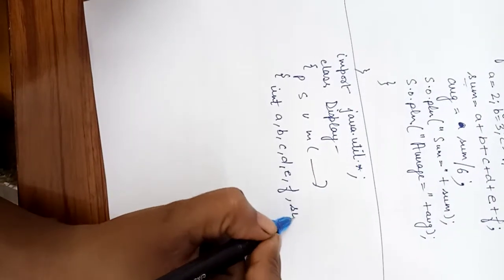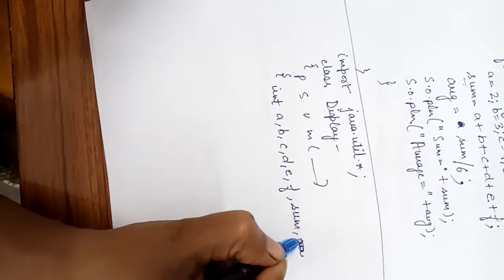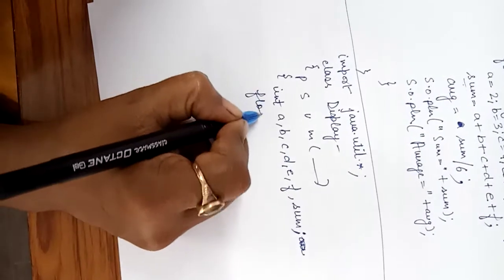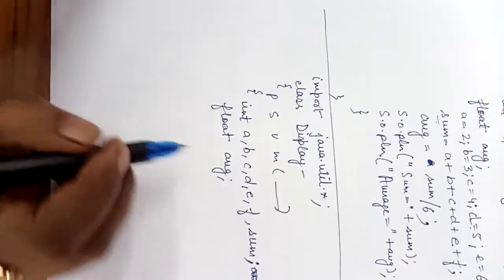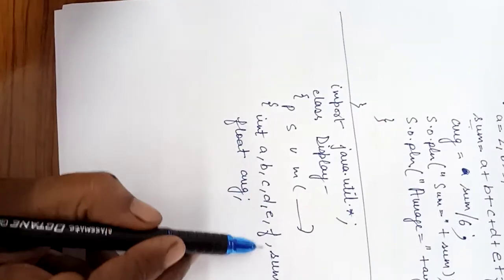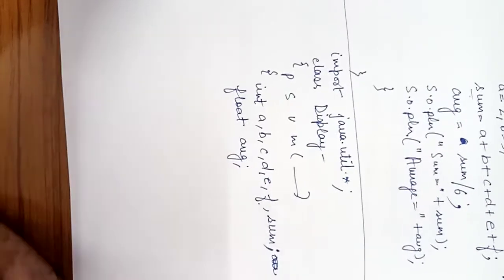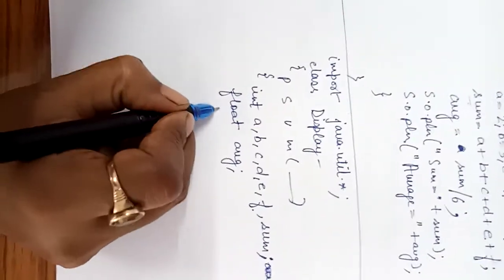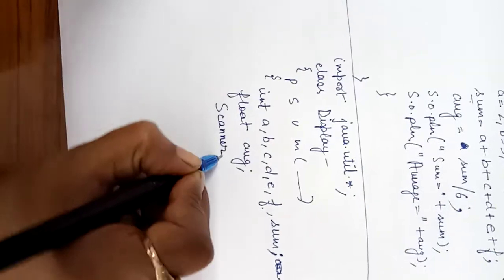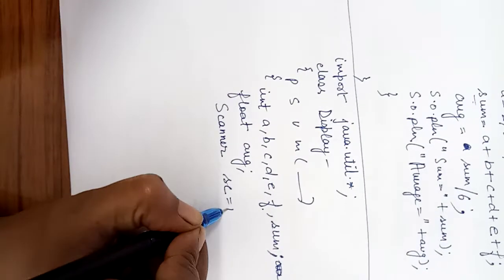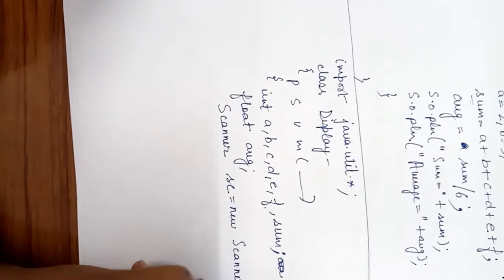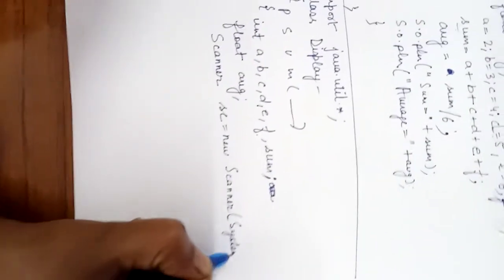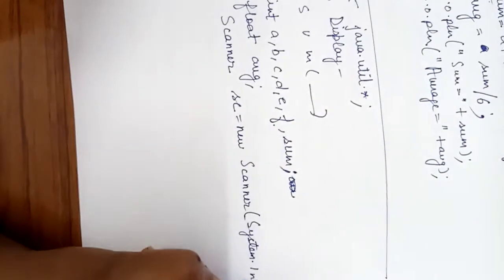An int variable for sum and a float variable to store the average. Now you will not initialize these variables, you will be taking the input from the user. How? You make the object of class Scanner first, as we will be using the methods of this class, with System.in.